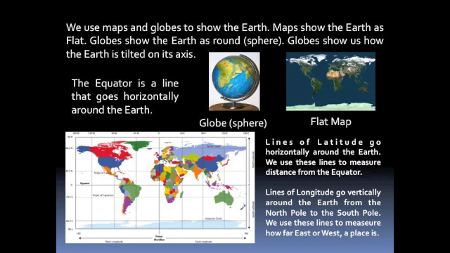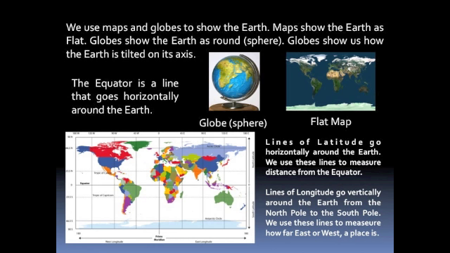We use maps and globes to show the Earth. Maps show the Earth as flat. Globes show the Earth as round, a sphere. Globes show us how the Earth is tilted on its axis.